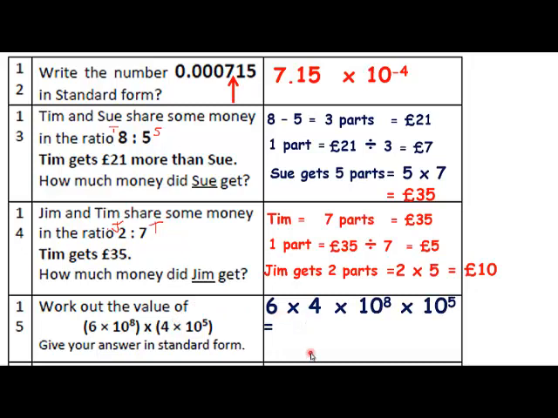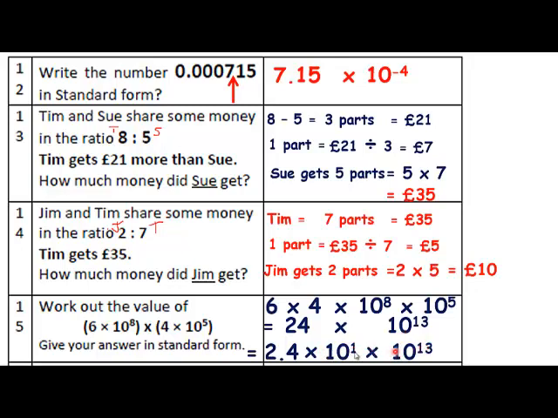6 times 4 is 24, times 10 to the power of 8 times 10 to the power of 5 is 10 to the power of 13. I'm going to rewrite the 24 in standard form. I'm going to write that as 2.4 times 10 to the 1. It always pretty much becomes 10 to the 1 here, right? So you could actually follow this through and follow a set method as you're going through. Times 10 to the 13.